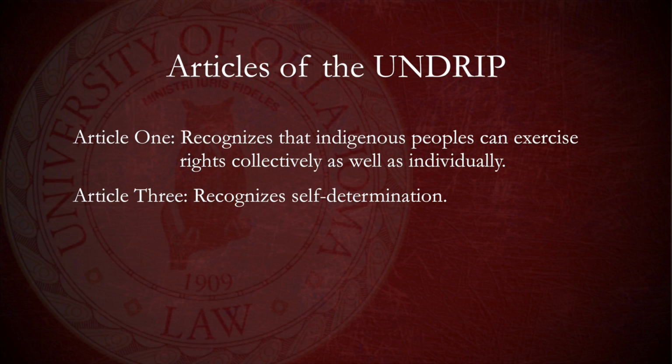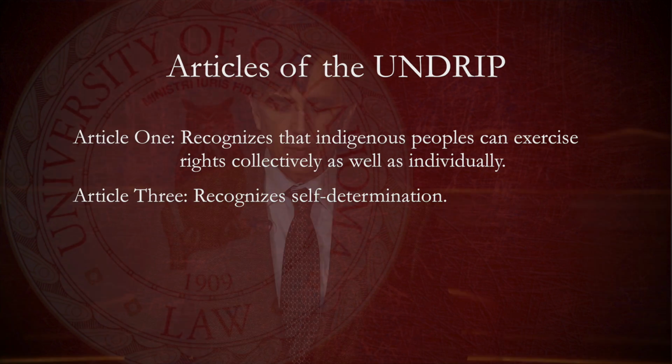So that's Article 1. Article 3 is the self-determination provision. It says, and I'll read it, indigenous peoples have the right to self-determination. So we know that's a collective right. By virtue of that right, they freely determine their political status and freely pursue their economic, social, and cultural development. All right, this self-determination language is lifted from Article 1 of the ICCPR. And its inclusion in the UN DRIP was controversial.